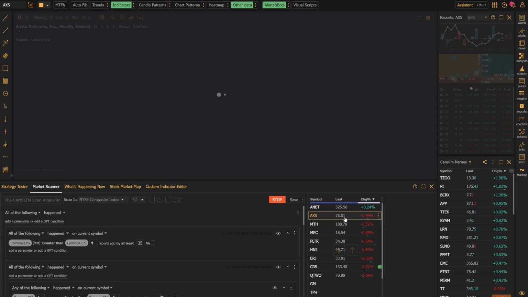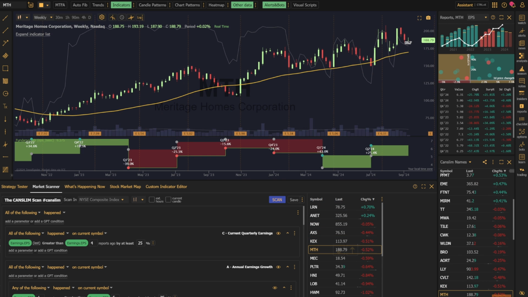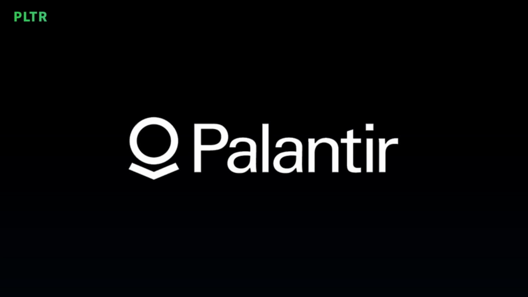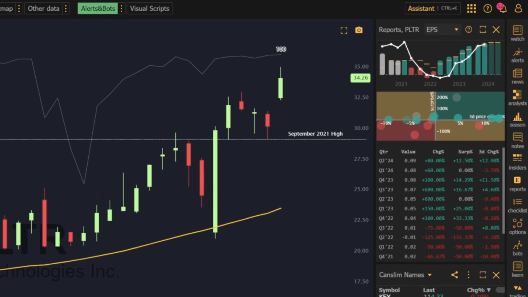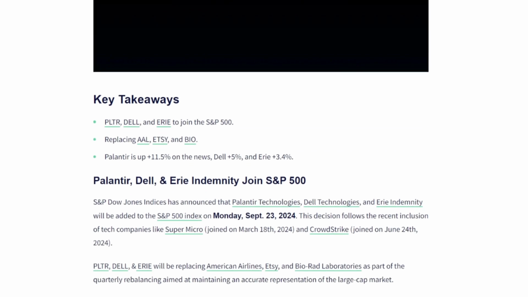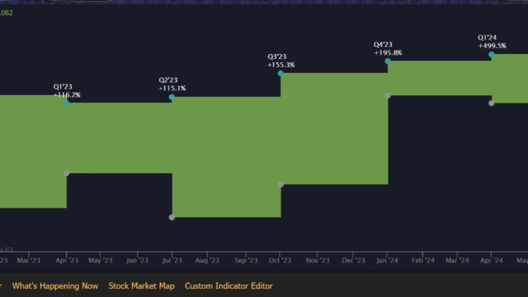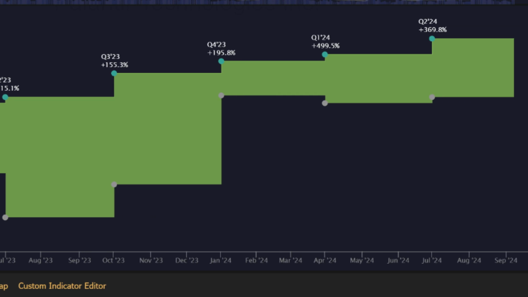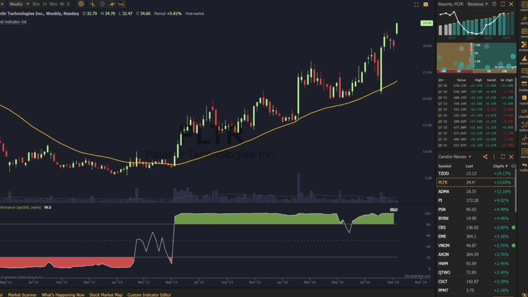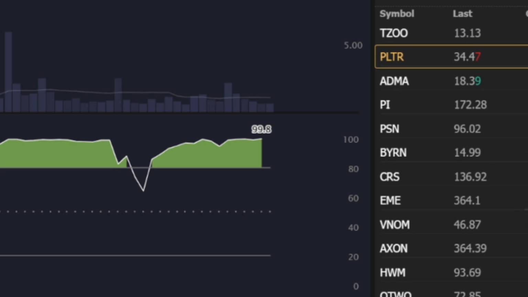However, the scan is currently identifying some great examples. Let's analyze a few of them. First up is Palantir Technologies, which has been making waves lately with its stock at 3-year highs and an S&P 500 inclusion at the end of this month. The company has posted an impressive 7 consecutive quarters of year-over-year earnings growth, each exceeding 100%, and it's currently outperforming 99.8% of names in the S&P 500.